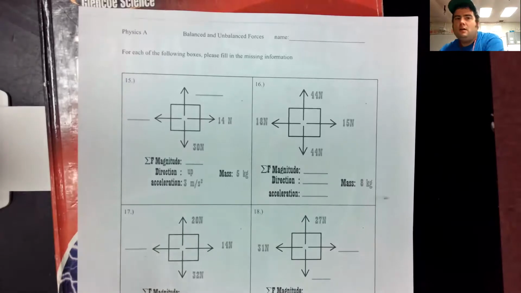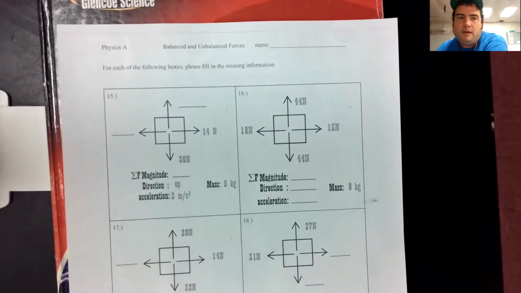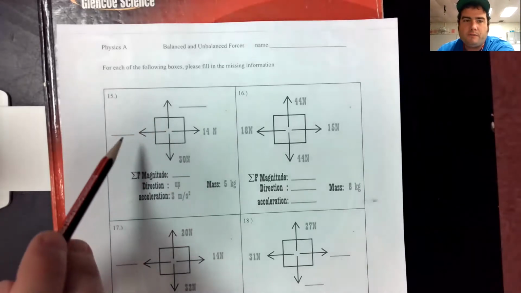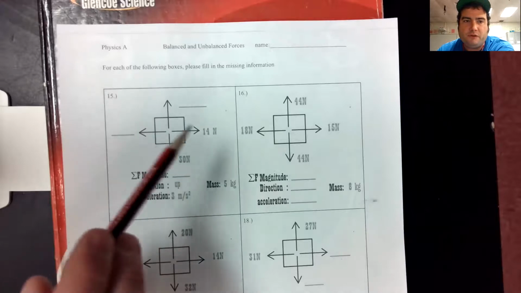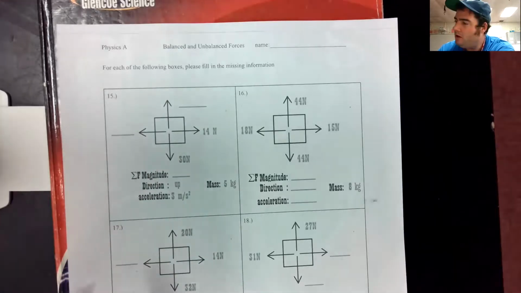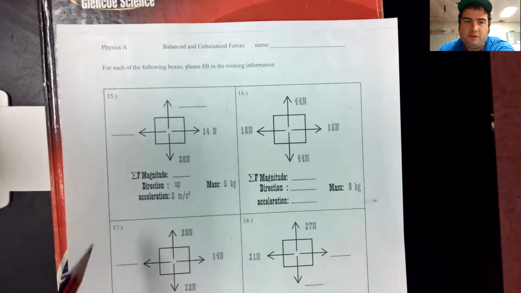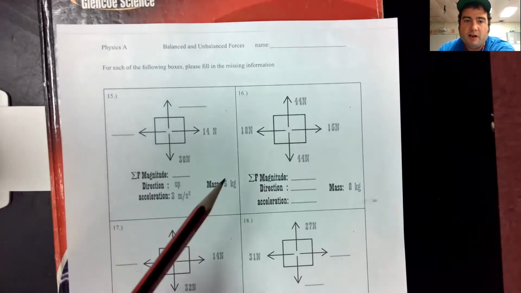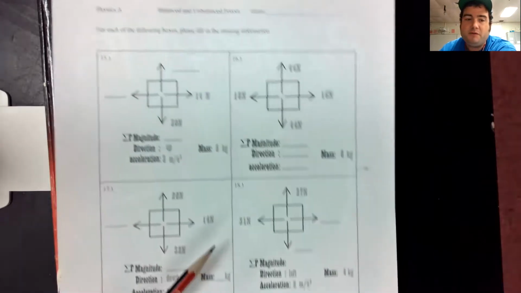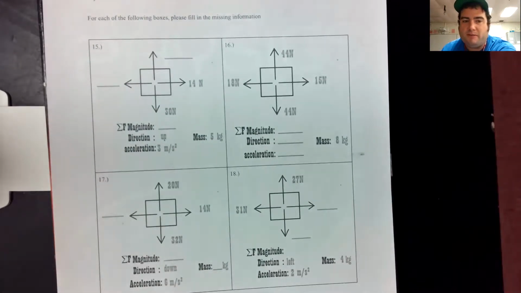So in number 15, we can see that the various pieces of information we can have are some of the different forces that are on the box, a magnitude for a net force, a direction of that force, and an acceleration. And we can also have a mass. So in different versions of this problem, you'll be missing different pieces. Let's do number 15.